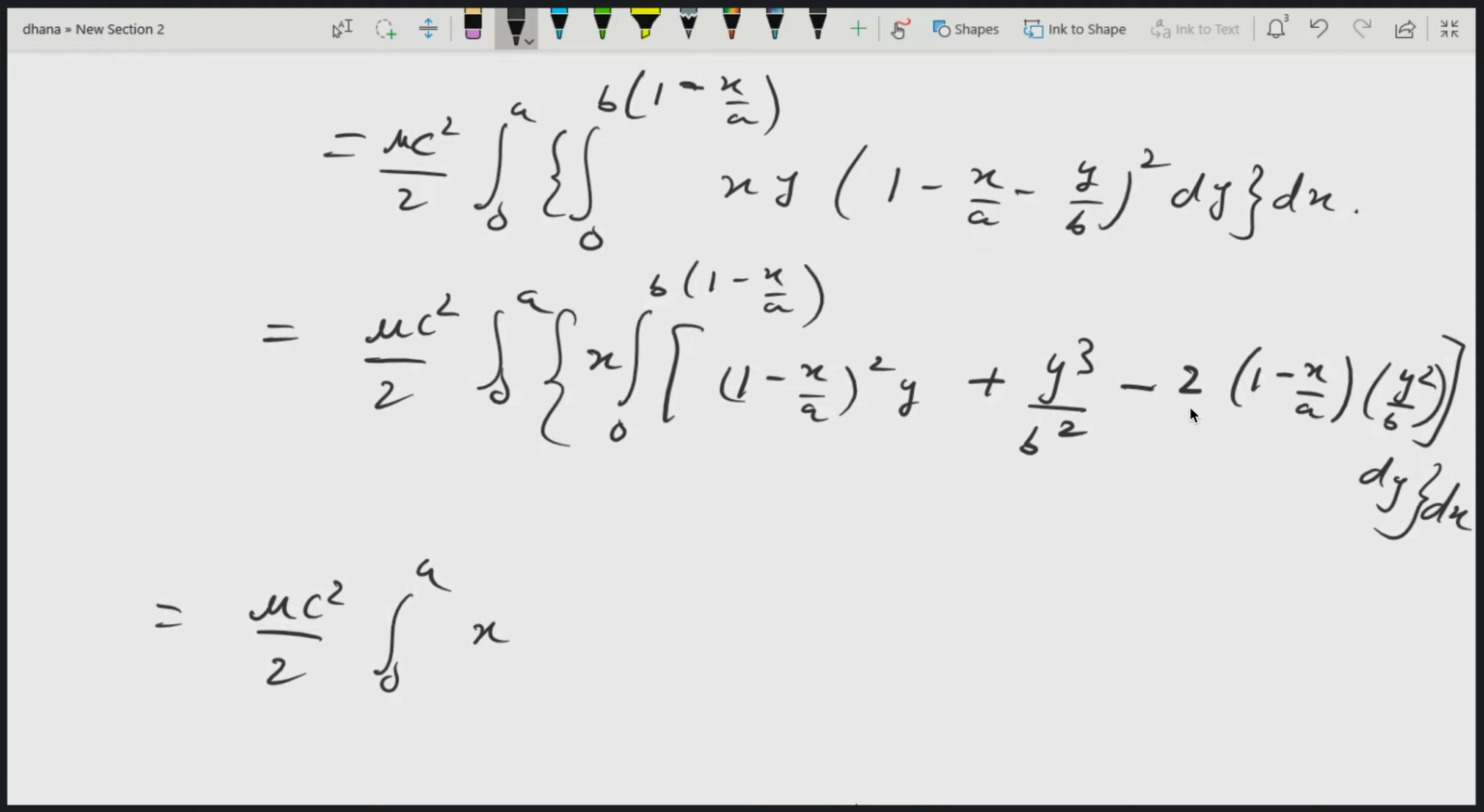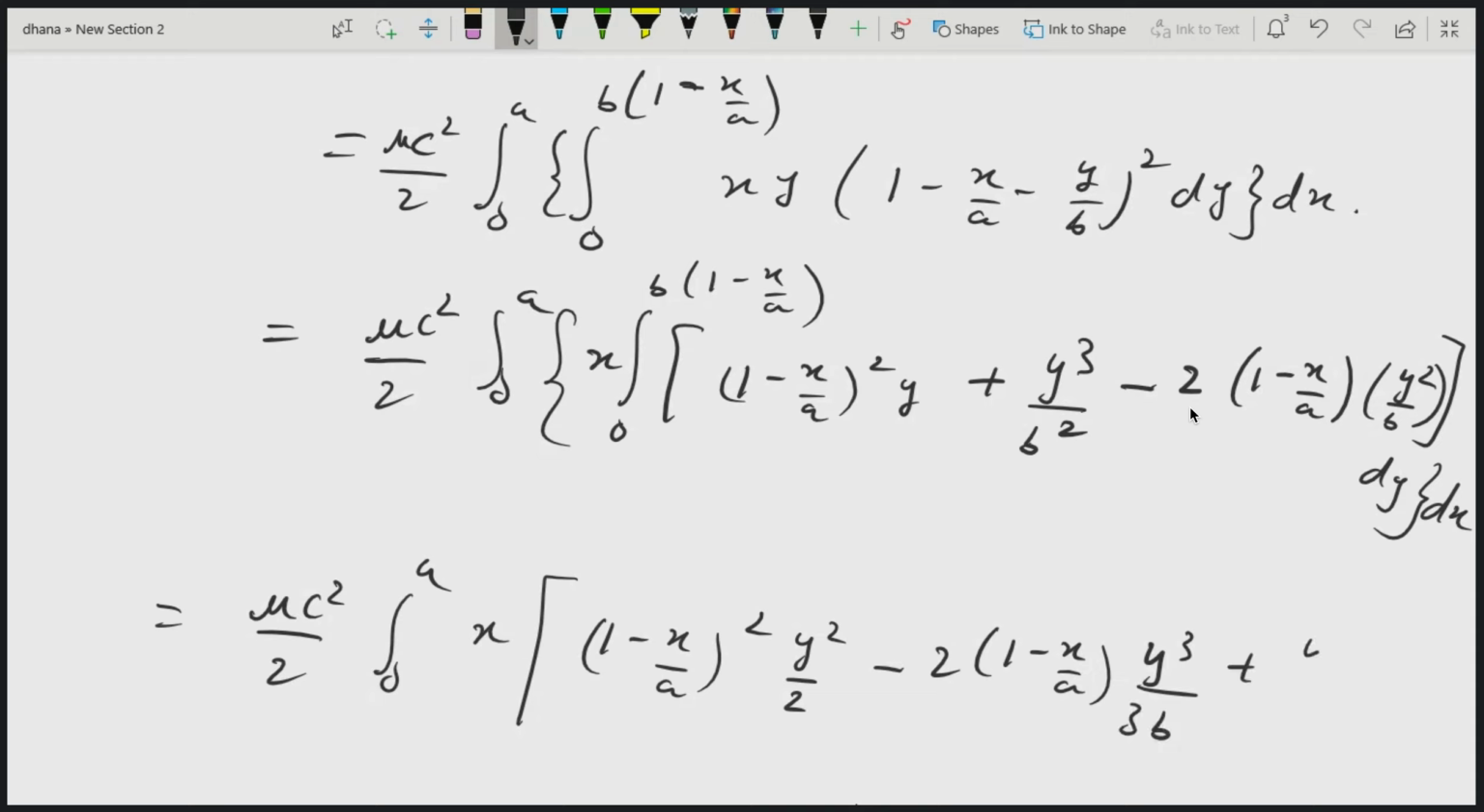So you integrate, you will get 1 minus x by a whole square as it is. For y, it will be y square by 2. Minus 2, I'll write this first part as it is. For this is b, is it b? Yeah, it's b only. So y cube by 3b, I will get. Then plus y to the power 4 by 4b square. Limits 0 to b into 1 minus x by a, dx.